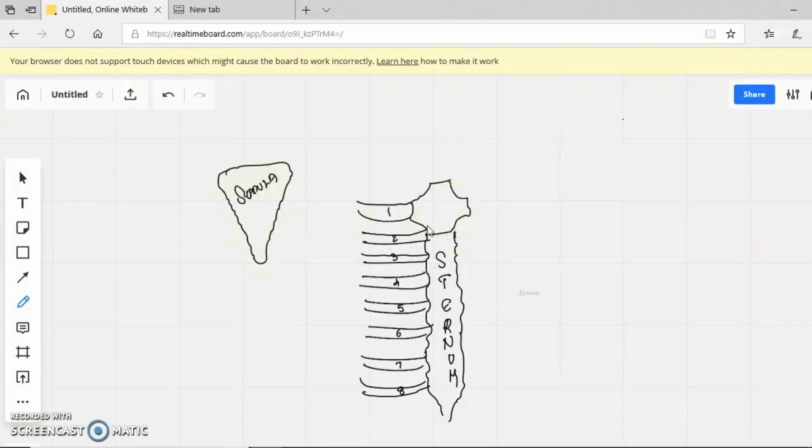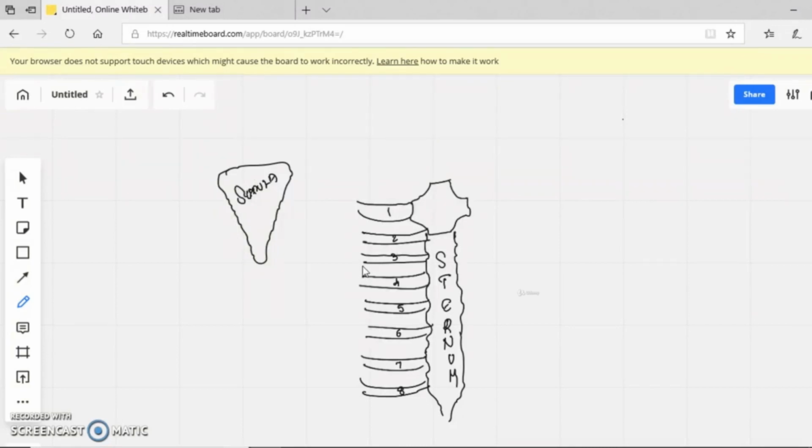You can make out here we'll be having some bones related to serratus anterior muscle, such as the sternum along with the ribs articulating to the sternum, and then we will be having the posterior aspect bone, that is the scapula. Now we are going to see the origin of serratus anterior.